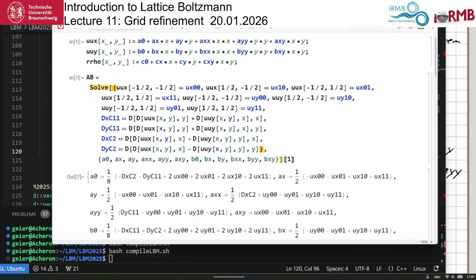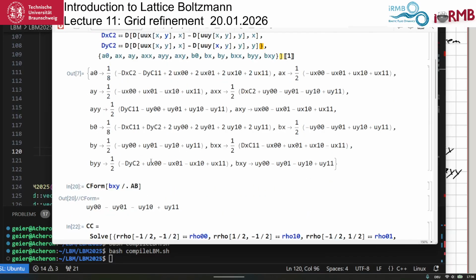Now suppose we know these. So the C2 is the difference, M20 minus M02. And then we solve for all these coefficients. Then we have all the coefficients, and then we can produce the stuff.